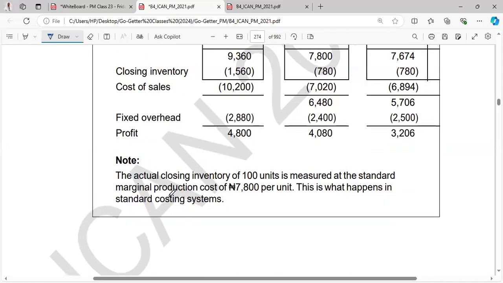So note that the actual closing inventory of 100 units is measured at the standard marginal production cost of 7,800. That is what happens when we're using a standard costing system. Always note that your closing stock is at standard cost. So if it is total cost, add all your variable cost and your fixed cost at standard and get that standard cost, and you use it to evaluate your closing stock. If it is marginal cost, find it at the standard marginal cost.